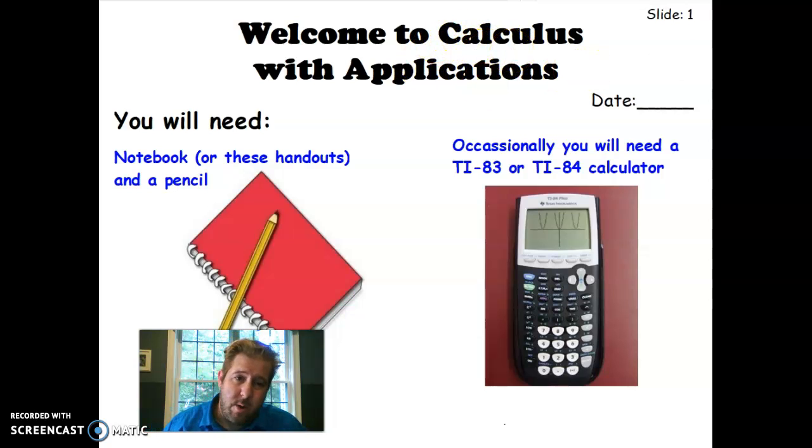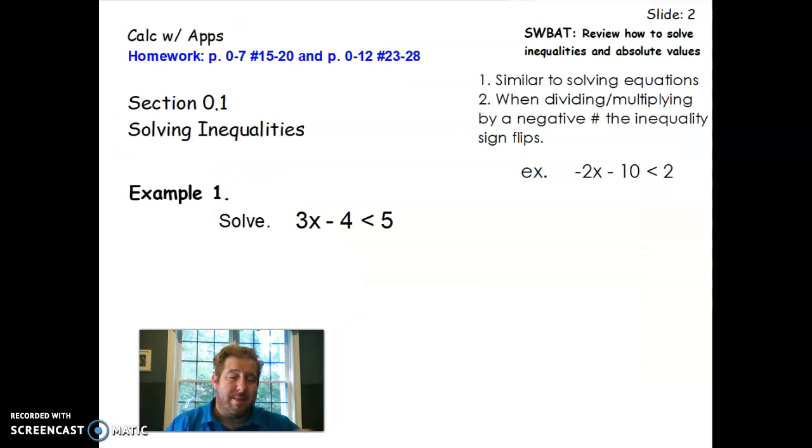In this lesson, we're going to be solving linear equations and exponential equations, absolute values, and doing it with inequalities, actually solving with inequalities. So in the very first question here, this is section 0.1. We're going to solve it similar to how you would solve equations.